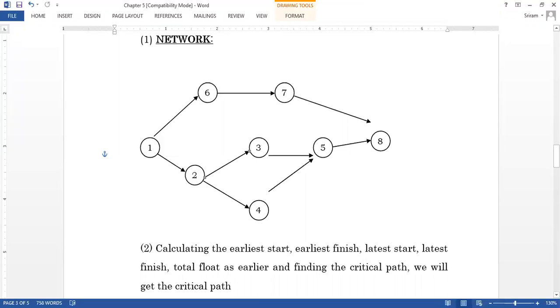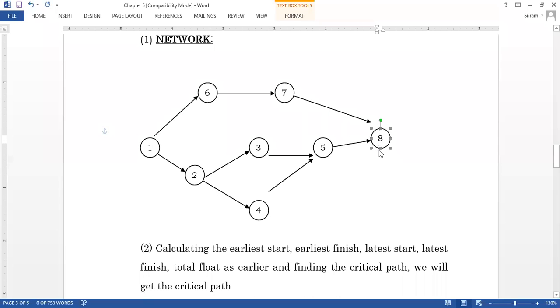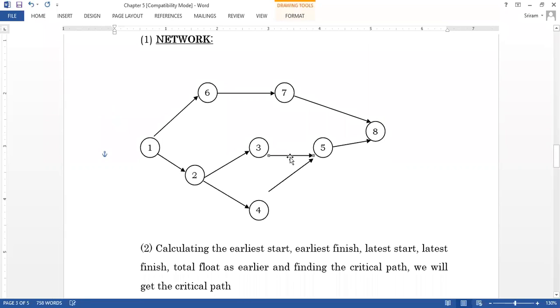Just yesterday, Dr. Salah taught us about the critical path, and also about the burst node and merge node. Yes, just yesterday in IS. But that will be a little different, my friend. That's what I told you.